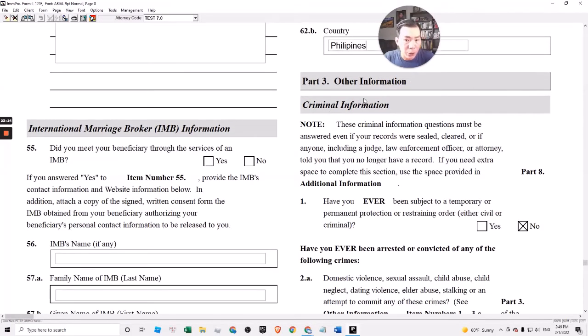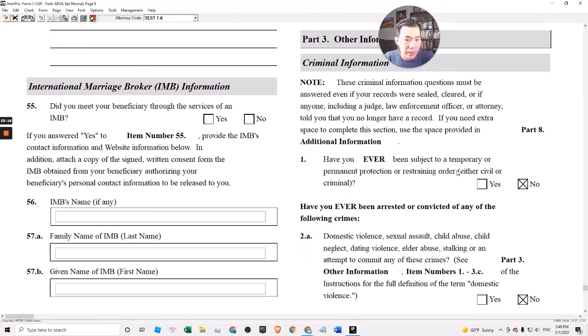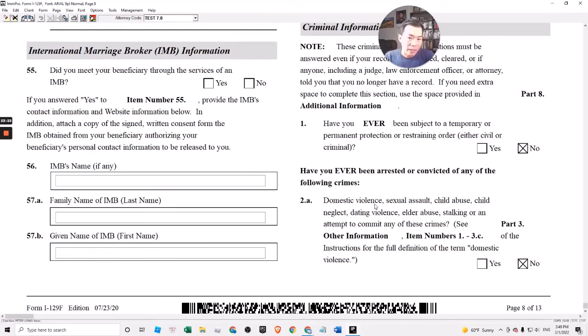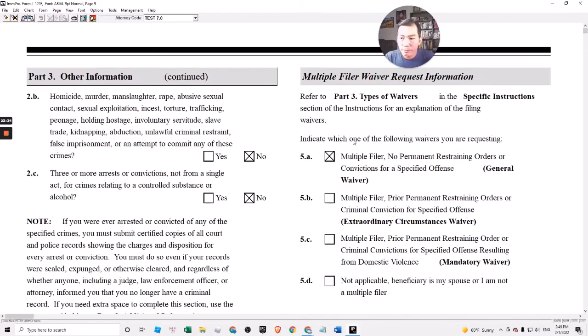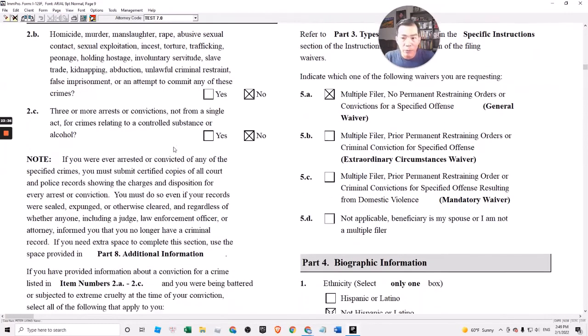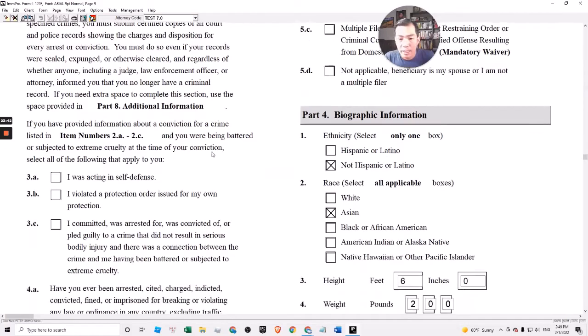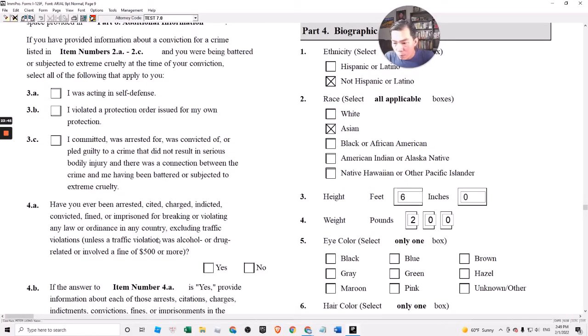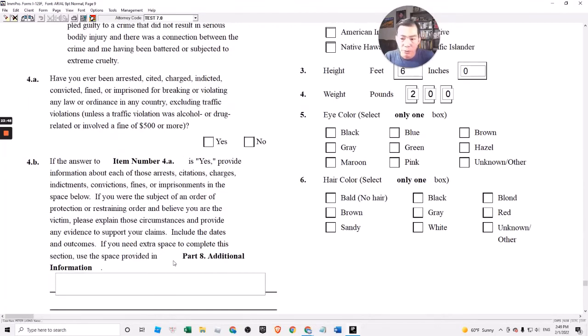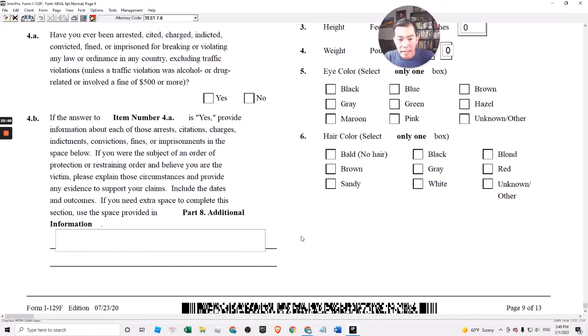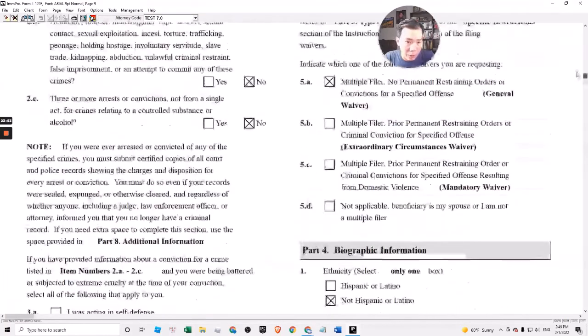The next question is about you. Criminal information. If you have ever been subject to a temporary protection or restraining order, yes or no. If you've been arrested or convicted for any crime like domestic violence, sexual assault, child abuse, check yes or no here. And we are moving to page number 9. You have to answer all questions about your criminal history. I hope all of them are no. But if you have any problem with the law, you have to truthfully declare it here. Otherwise, they will run your background check anyway.